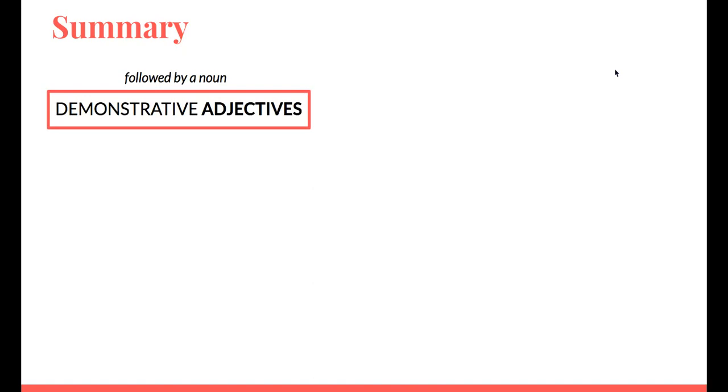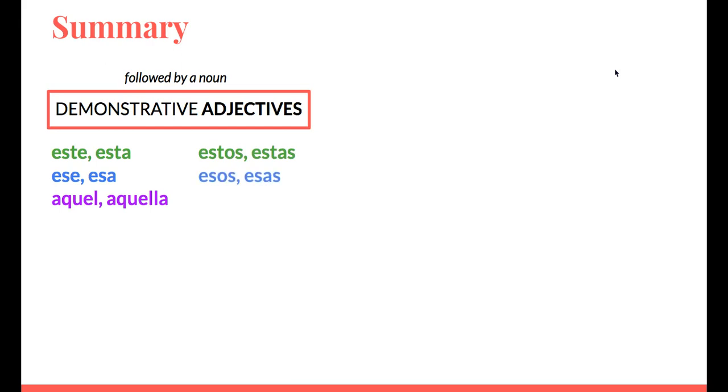So, in summary, demonstrative adjectives are followed by a noun. We've got este and esta, ese and esa, aquel and aquella. Plural, estos and estas, esos and esas, and aquellos and aquellas.